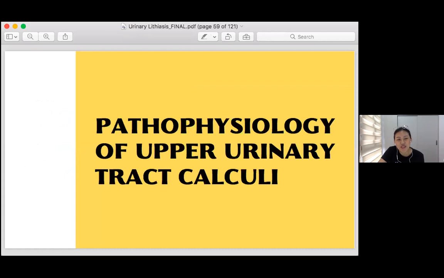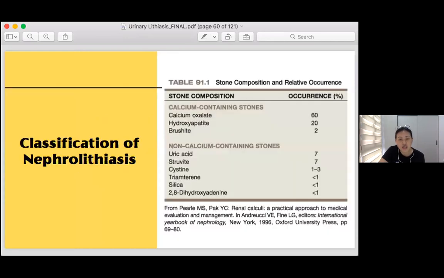So for the pathophysiology, here you can see a table of the classification of nephrolithiasis. The most common component of urinary calculi is calcium, which is a major constituent of nearly 80% of all stones. Calcium oxalate is the most common in the calcium-containing stones, while uric acid and struvite are the most common in non-calcium-containing stones.